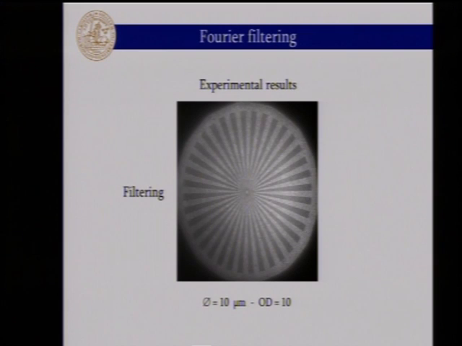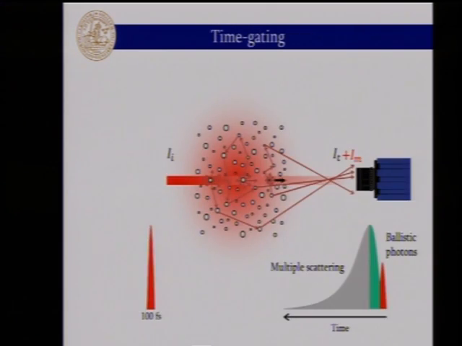Now there is another concept. If you send a very short pulse of light into this scattering medium, the multiple light scattering will travel around and arrive later in time, while the ballistic light, the light that is not scattered, will arrive first. So what you can do is a very short gating. Just take the first portion of the light arriving at the detector, and then you will improve your image contrast.